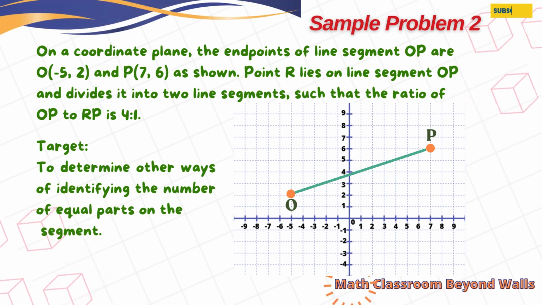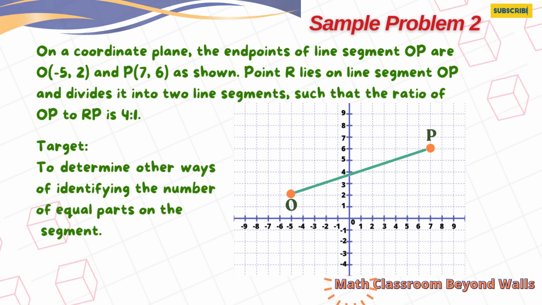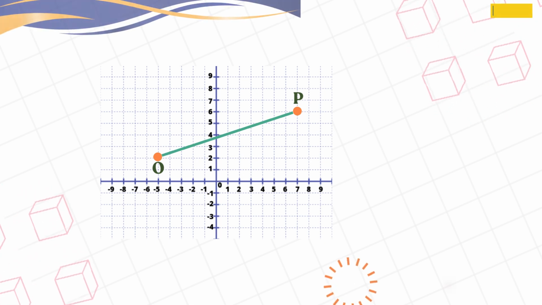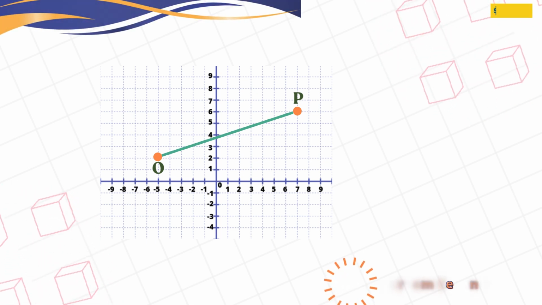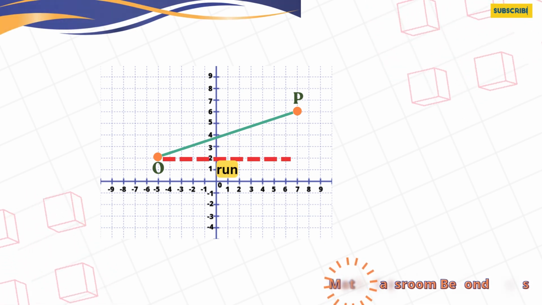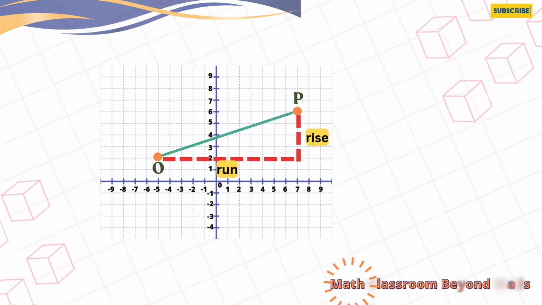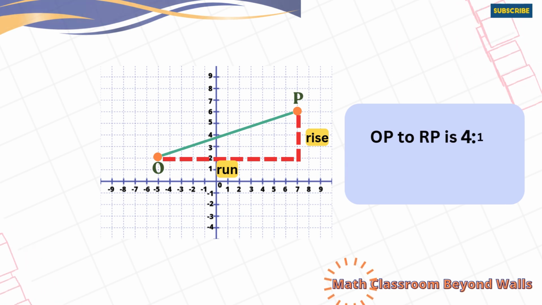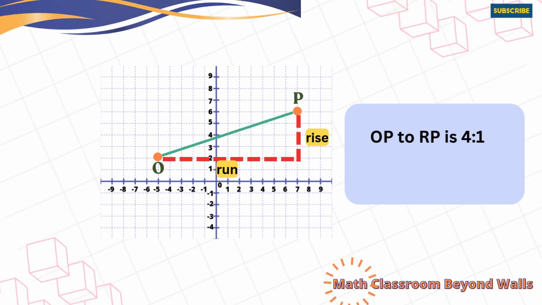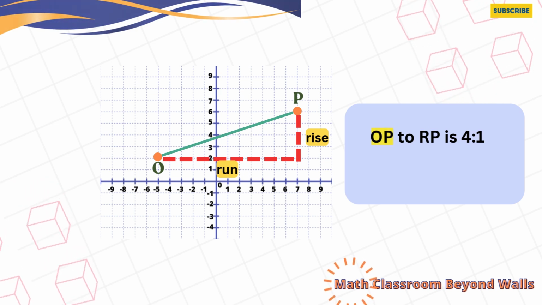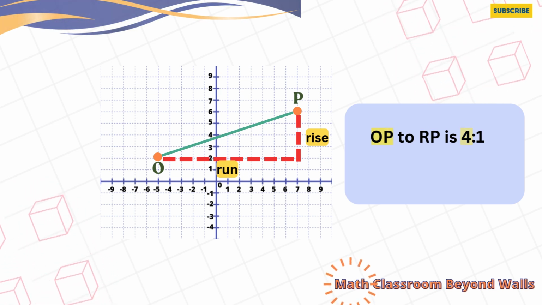Let us look at the diagram again of sample problem 2. On the diagram, we will draw the run and rise of segment OP. Next, we will make use of the given ratio. The ratio of OP to RP is 4:1. Again, this tells us that the whole segment OP is divided into 4 equal parts.